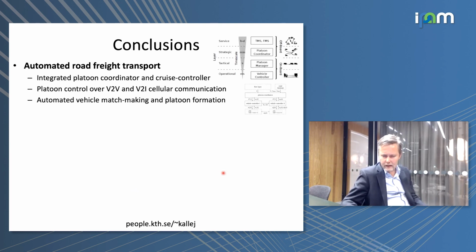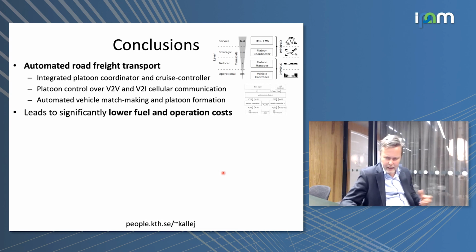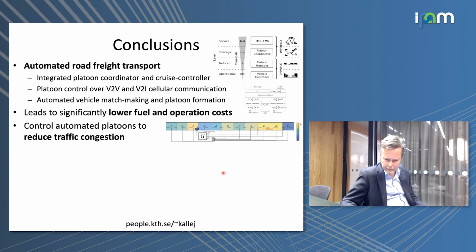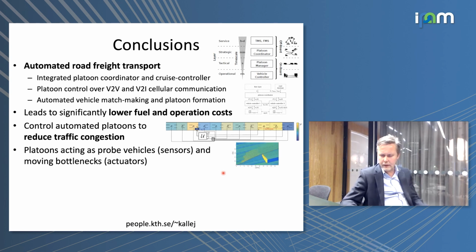So with that, I think I would like to come to the conclusion. I described in the beginning this automated road freight transport system that we have developed based on platooning and vehicle-to-vehicle communication and so on. There is a significant benefit of this type of system, and there seems to be some push also from industry, some interest in testing this. And then I talked about that particularly interesting problem of controlling the traffic using this type of platoons.